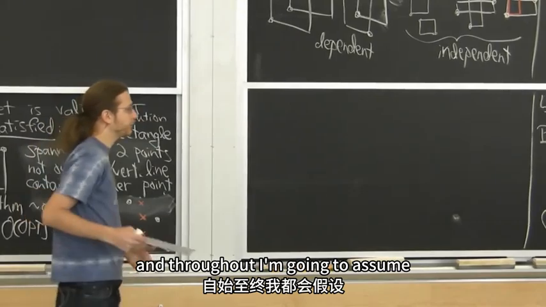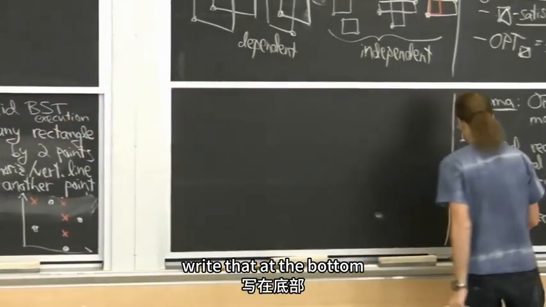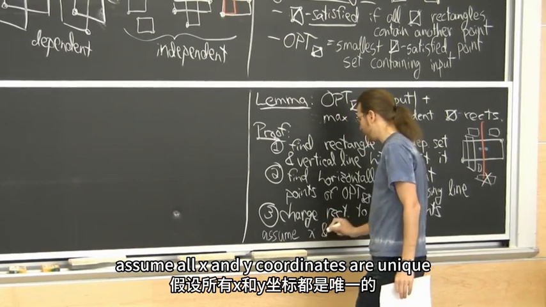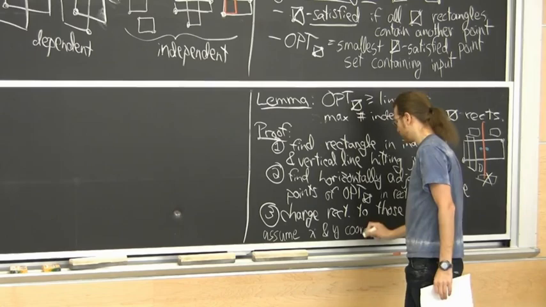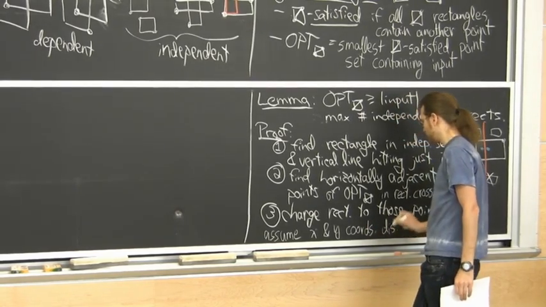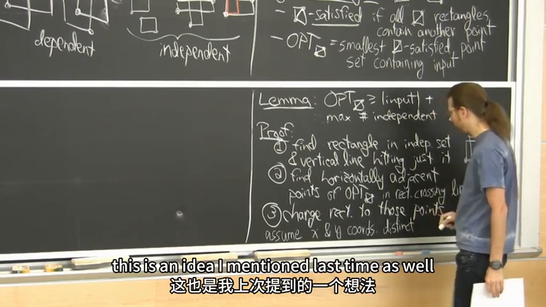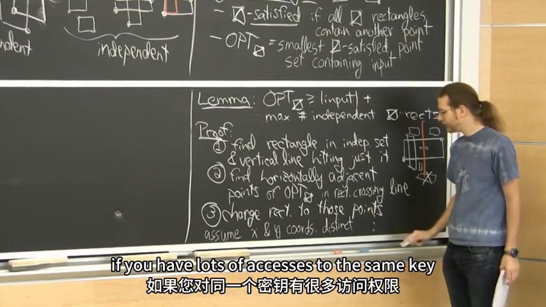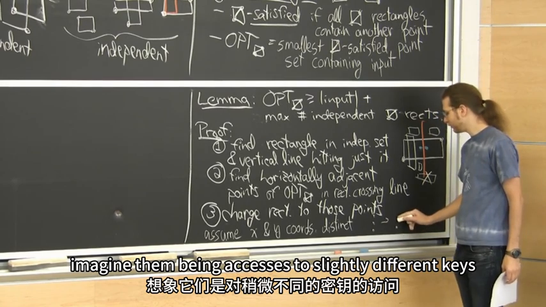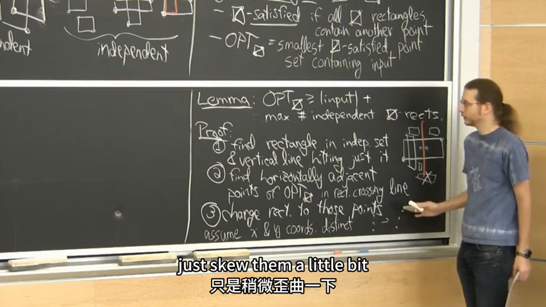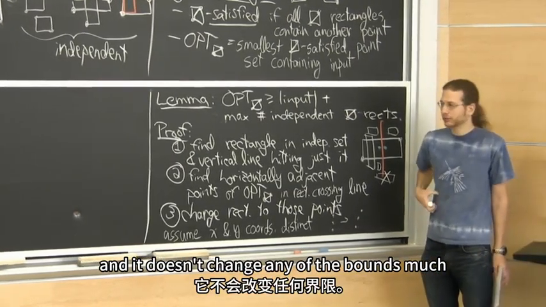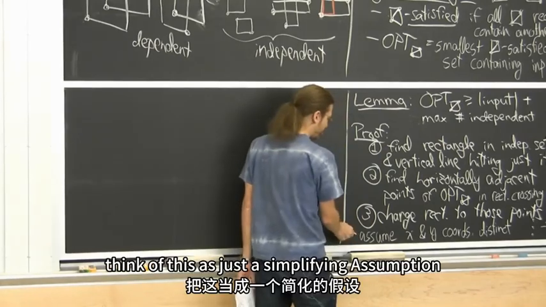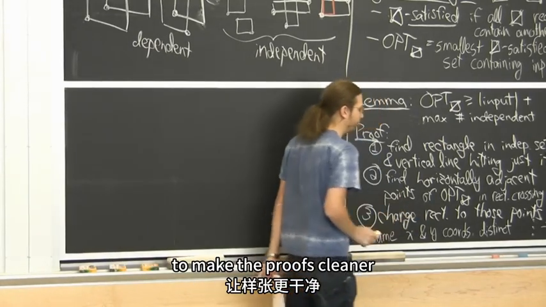And throughout, I'm going to assume, write that at the bottom, assume all x and y coordinates are unique. This is an idea I mentioned last time as well. If you have lots of accesses to the same key, imagine them being accesses to slightly different keys. Just skew them a little bit. And it doesn't change any of the bounds much. I won't argue that here. But at the least, think of this as just a simplifying assumption to make the proofs cleaner.